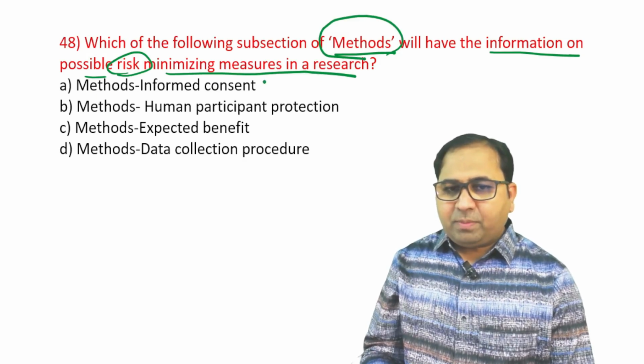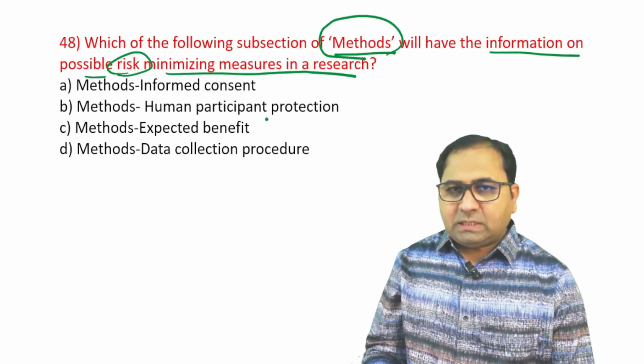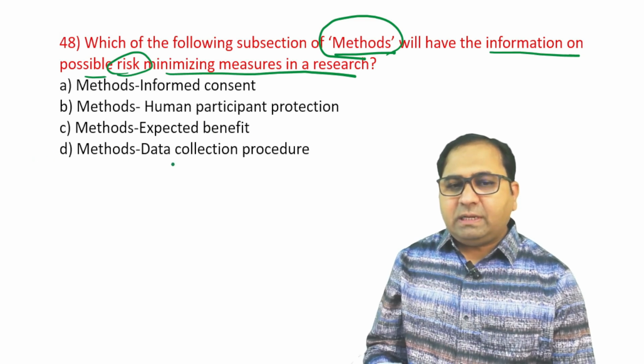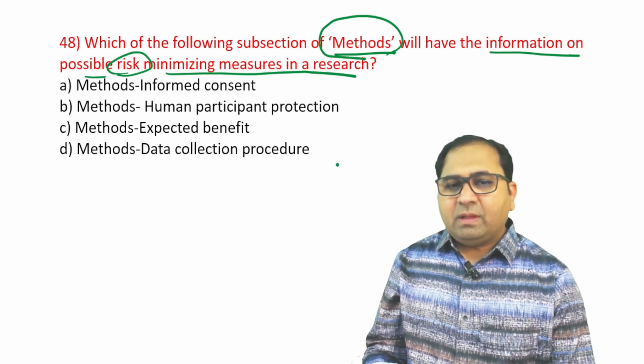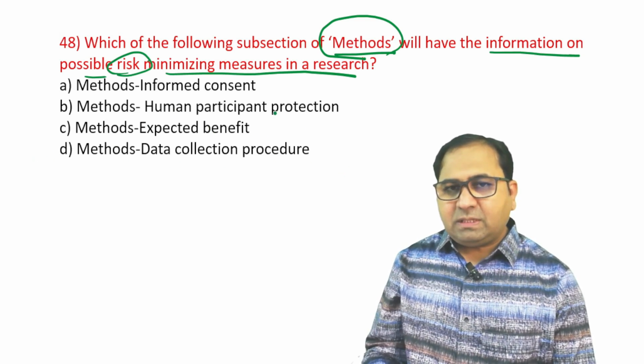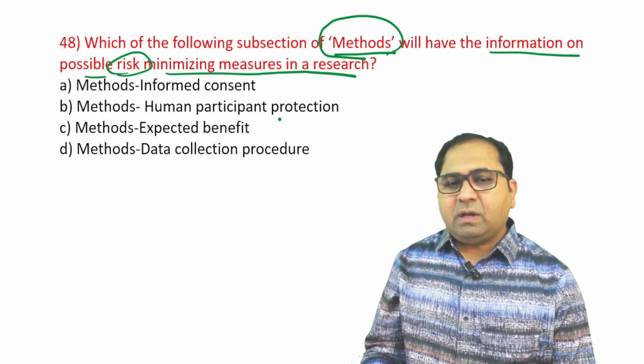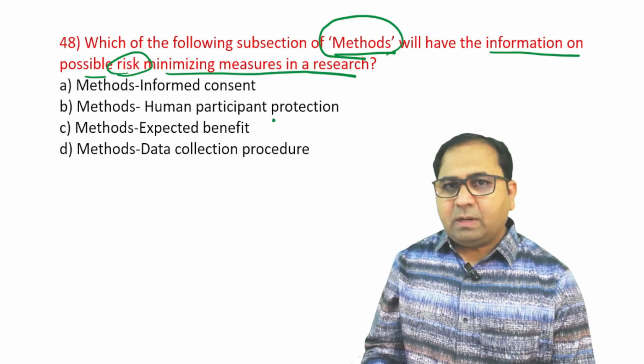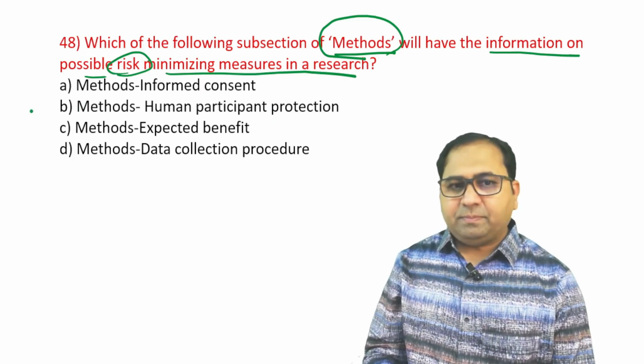So is it A, informed consent? Is it B, human participant protection? Is it C, expected benefits? Or is it D, the data collection procedure? Definitely the risk minimizing measures, the protocols, the steps are all mentioned in the human participant protection. So option number B is the answer for this question.